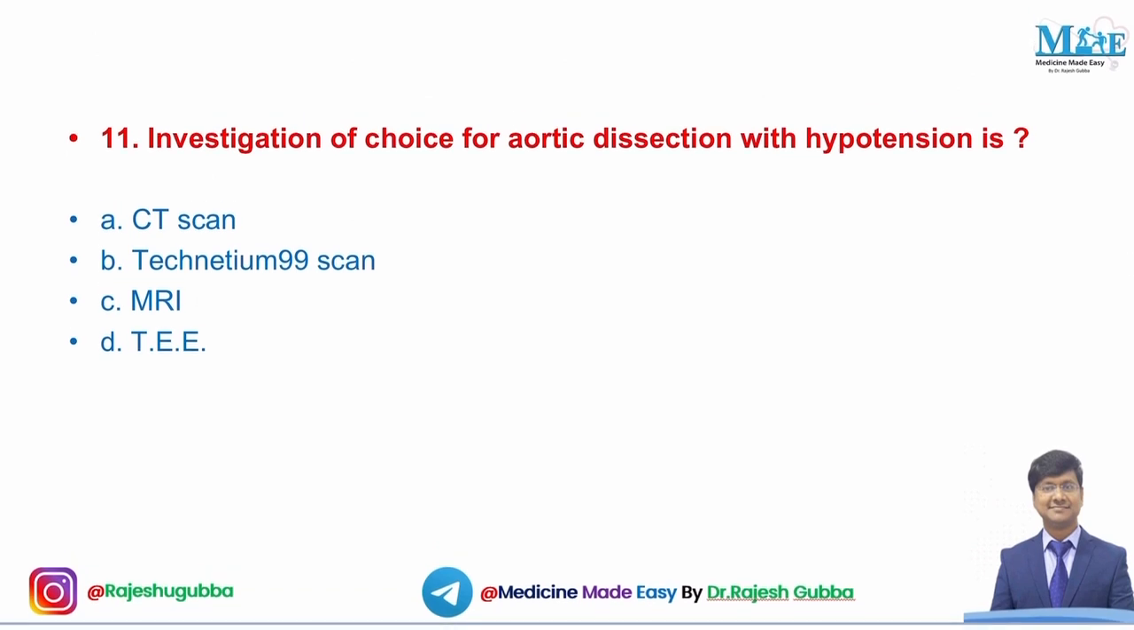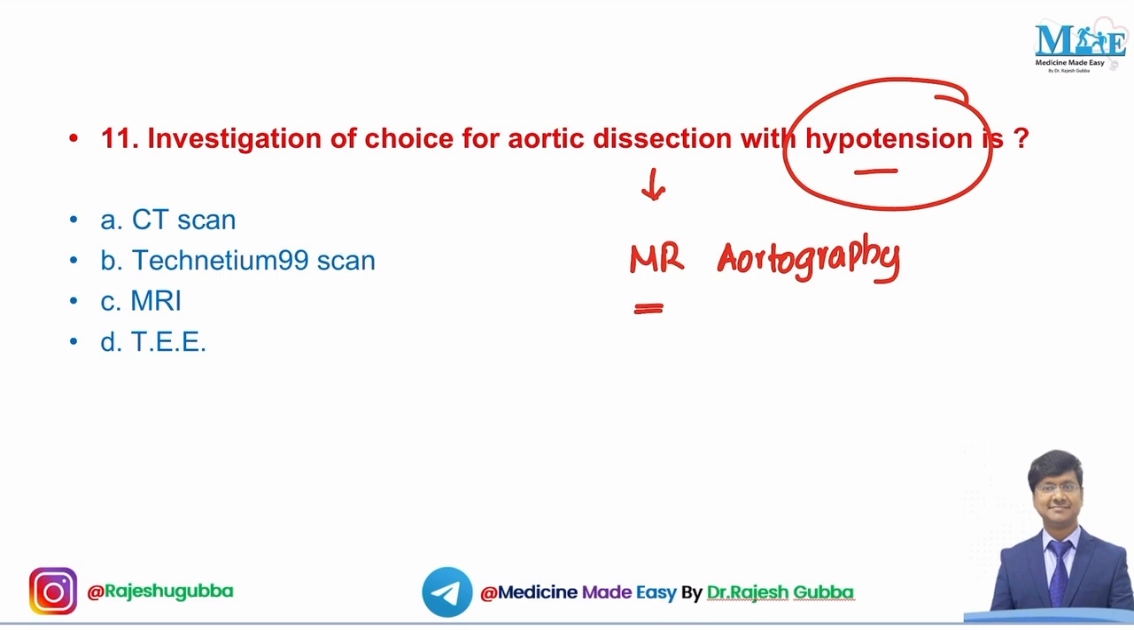The investigation of choice for aortic dissection with hypotension is, see, actually in case of the chronic aortic dissection, MR aortography, right, that would be the best investigation. But MR, so definitely it is like the time taking procedure. So these patients are having hypotension. So in cases of hypotension, we cannot do MRI. So the options are CT scan, technetium 99 scan, MRI, transesophageal echocardiography. So the answer is the transesophageal echocardiography.